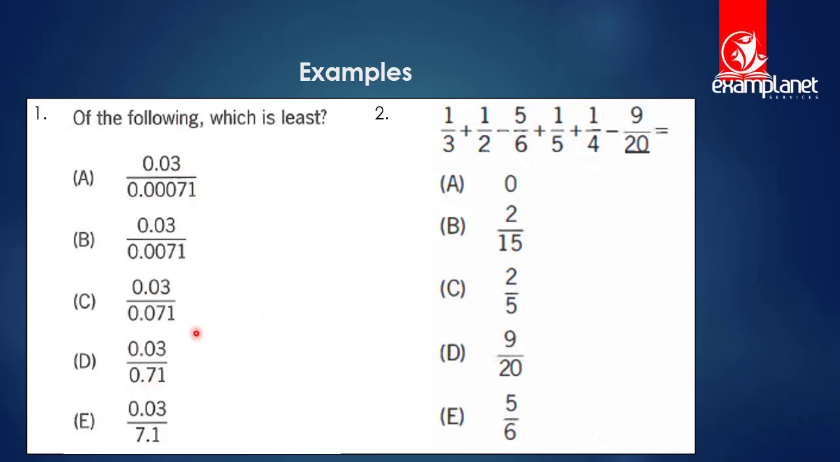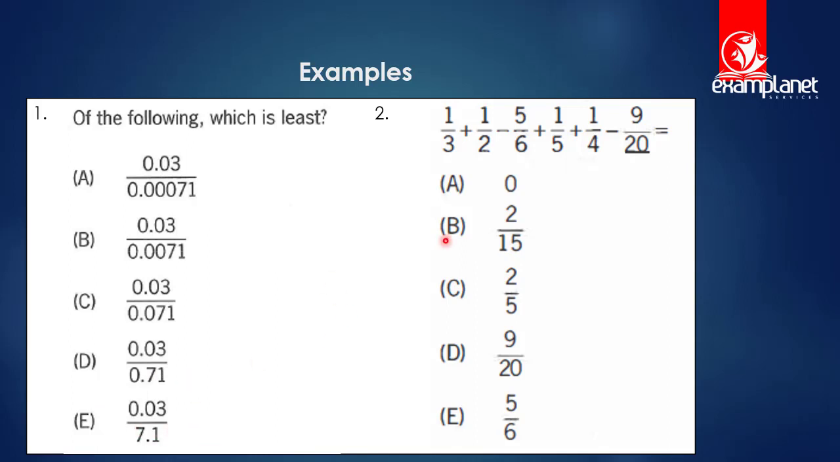The same numerator. So now, if they have the same numerator, remember that point, then the bigger the denominator, the smaller the fraction. So for me to make this work faster, all I need to do is check my denominator. Which one is the biggest? The one with the biggest denominator must be the least fraction here. And if you check all these denominators, it is obvious 7.1 is the biggest. Therefore, option E, 0.03 over 7.1, is the least fraction among these 5. So our answer will be E.